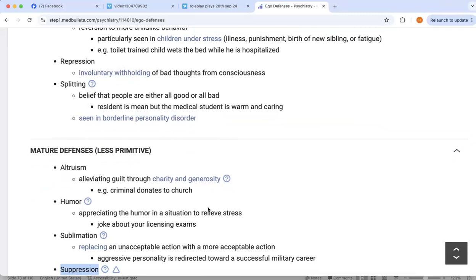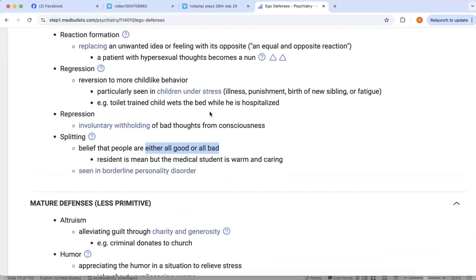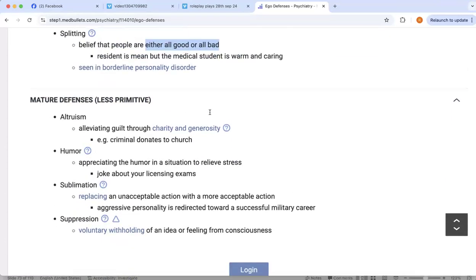Splitting. We talked about splitting, that it is a common finding in borderline personality disorder, where a person believes that people are either all good or all bad. Okay, so that's your splitting. So these are the more important ones that come up in the exam.